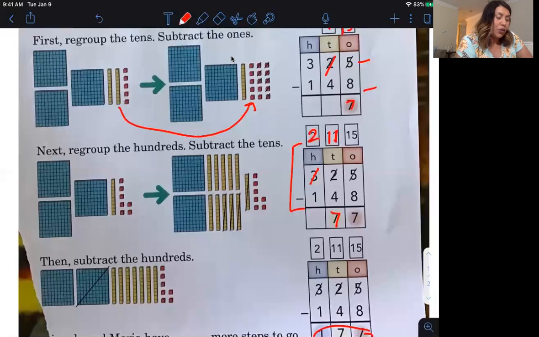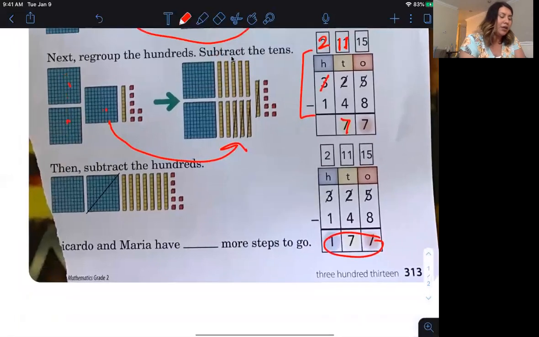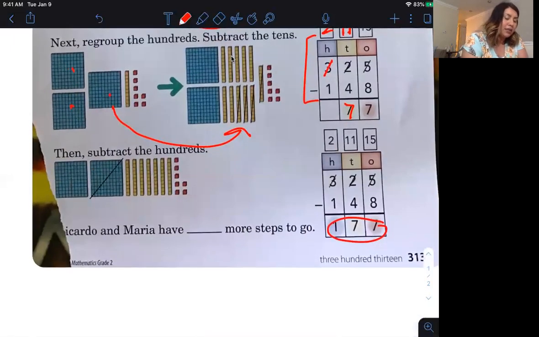Okay, next, regroup the hundreds. So now what they did here, there's 1, 2, 3 hundreds. They're taking one of the hundreds and they're regrouping it, breaking it apart basically, and turning it into tens. Now, do you see there's more tens? Yes, that's so that we're able to subtract the ones that we need. If there's less tens, we can't subtract a bigger number. Remember, the number on the top's got to be bigger. So we made it bigger by regrouping. Then down here, you're going to subtract the hundreds. So now that we have 200s, we're taking 1 away. And our answer is 177.